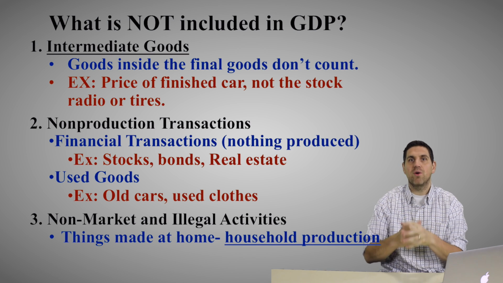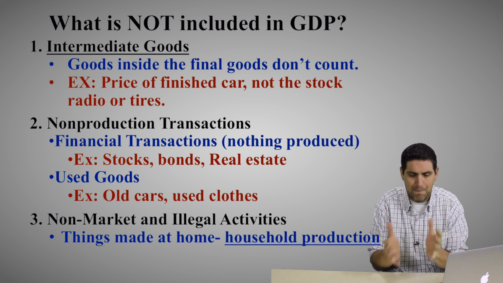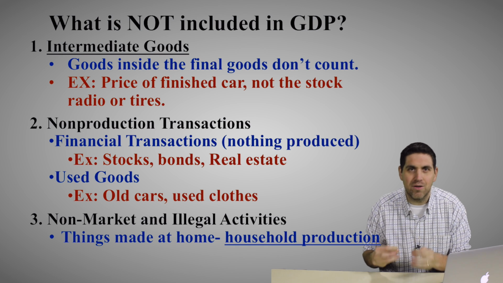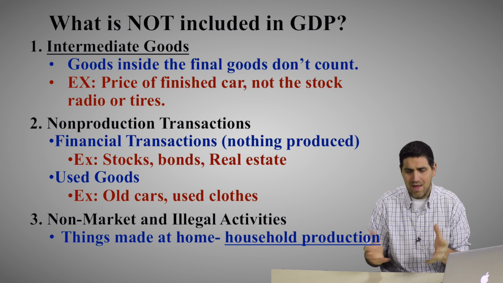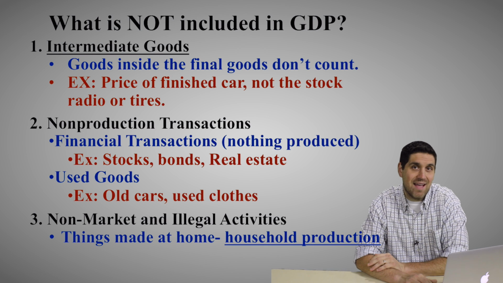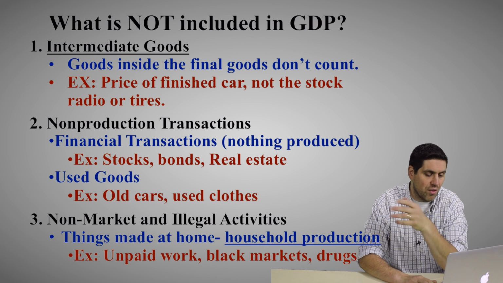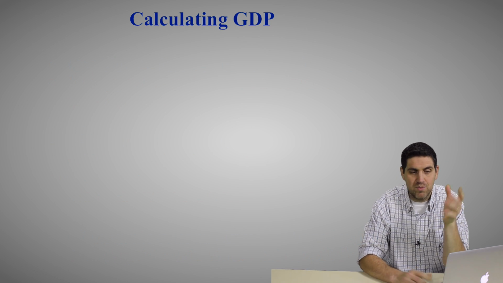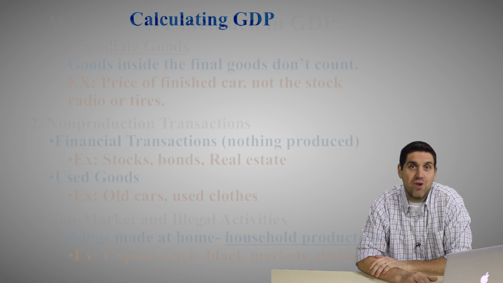Things that are made in your house. So if you spend all this time and energy making an apple pie, right? The apples you bought count towards GDP, but all the time and energy and the service you provide to your family by making it and handing it out at the table, that doesn't count towards GDP. And neither do illegal things like drugs. They don't count towards GDP because we don't know exactly how much production of drugs is happening in the country.